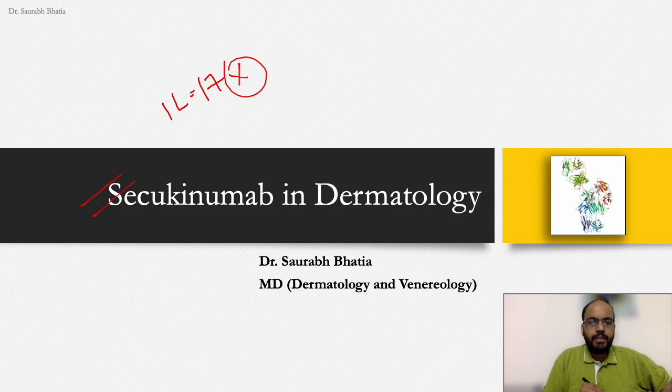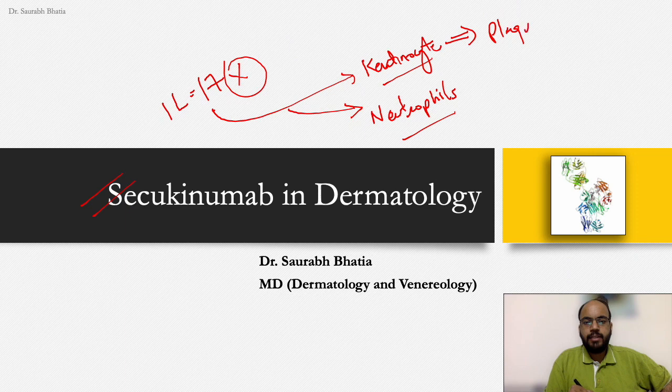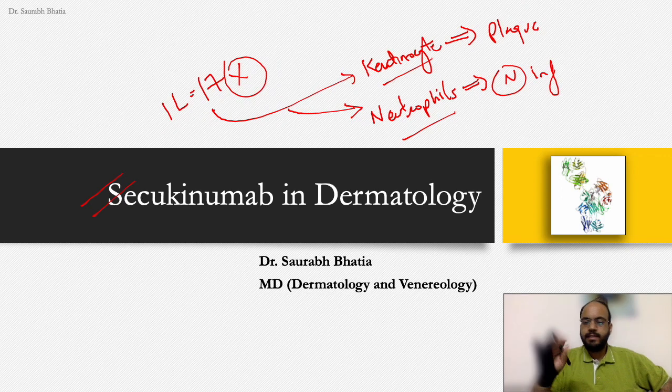Now the action of interleukin 17 is basically on two cell lines. One is keratinocyte and the other are neutrophils. Keratinocyte will lead to plaque formation that we see in psoriasis. Neutrophil will lead to neutrophilic inflammation. Both of these are seen in psoriasis.